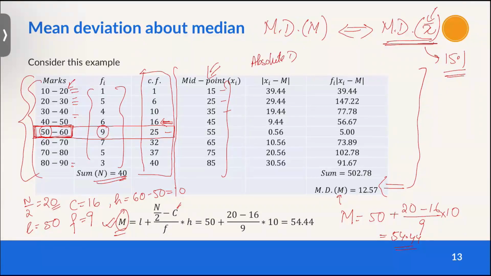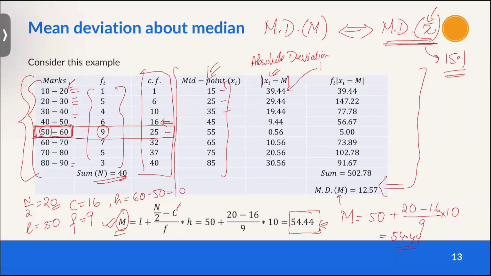Absolute deviation. So this is the absolute deviation. You see, the median is 54.44. We subtract, so 15 minus 54.44, and take the absolute value. Okay, so this is what this is.